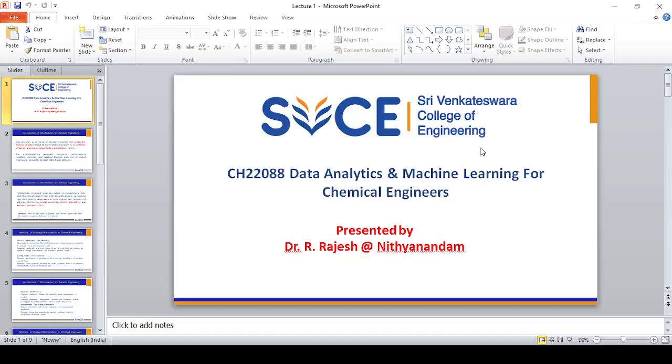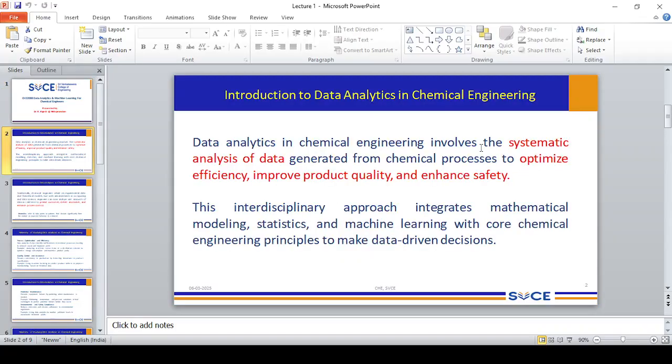Data analytics and machine learning for chemical engineers is a need of the hour to learn as people are moving towards artificial intelligence. The backbone of artificial intelligence is machine learning. We are supposed to learn and understand the machine learning process as well as deep learning. Data analytics in chemical engineering involves systematic analysis of data generated from chemical processes to optimize efficiency.